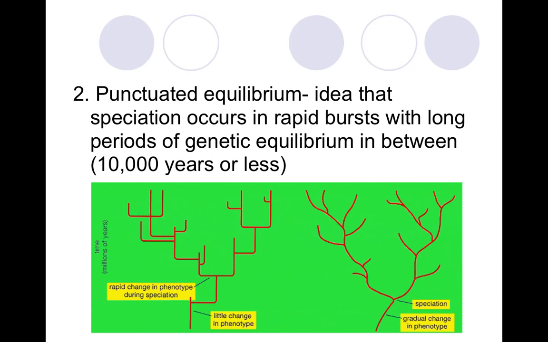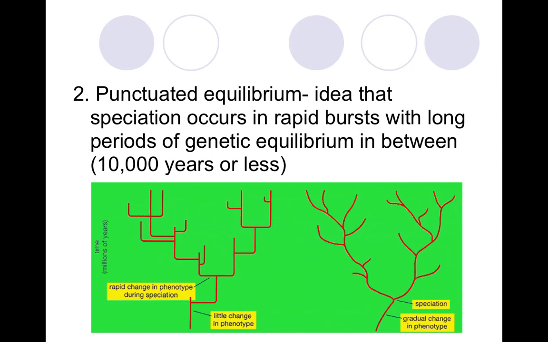The second is punctuated equilibrium. This is the idea that speciation occurs in rapid bursts with long periods of genetic equilibrium in between. It basically says that organisms and populations stay the same. They're under genetic equilibrium. The genes are coming in and out, and things kind of stay the same. And then we have periods of rapid bursts of change that occur within 10,000 years or less. So it's still taking a long time in terms of our time, but it's saying that it can have bursts of change.